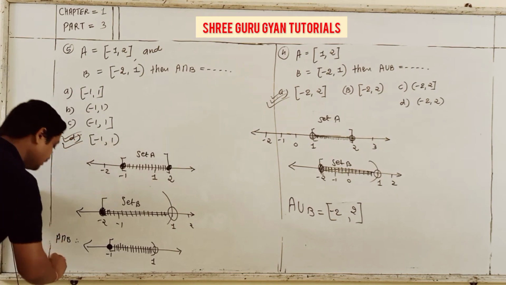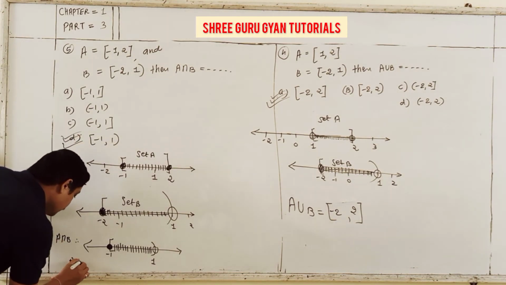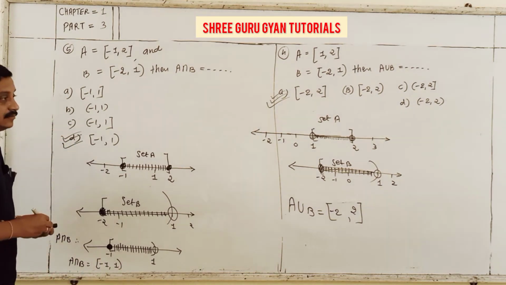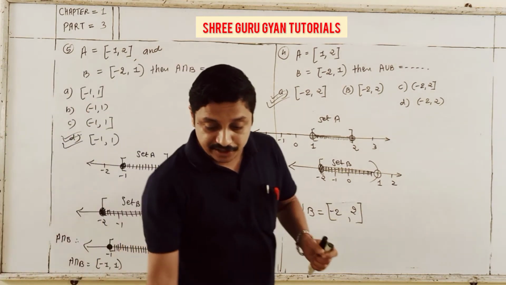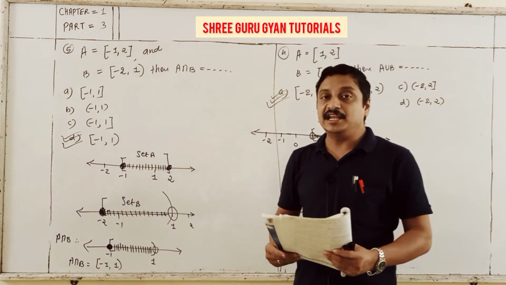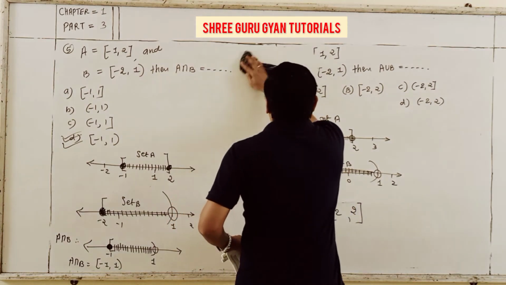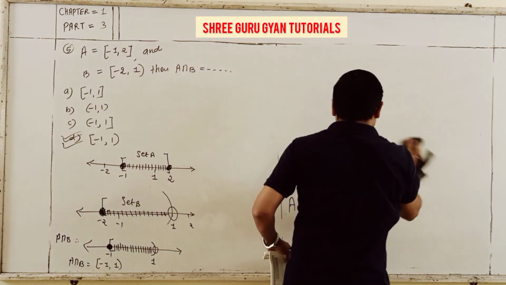So A intersection B is the region close bracket minus 1 but 1 is open bracket. So draw the figure properly, students, then you will easily understand what I am telling in the solutions. Now question 6.